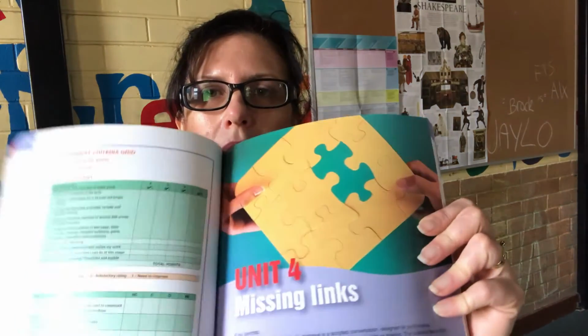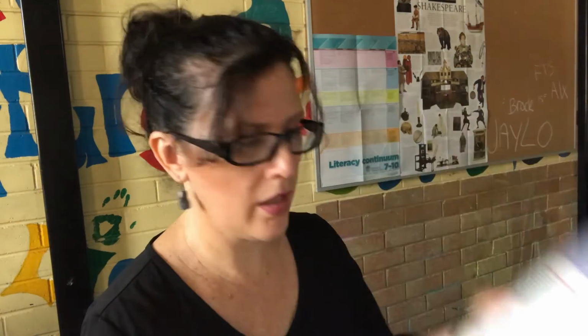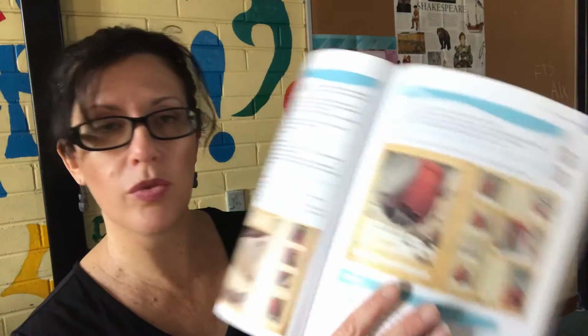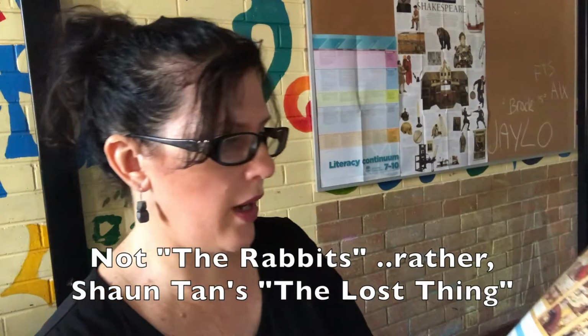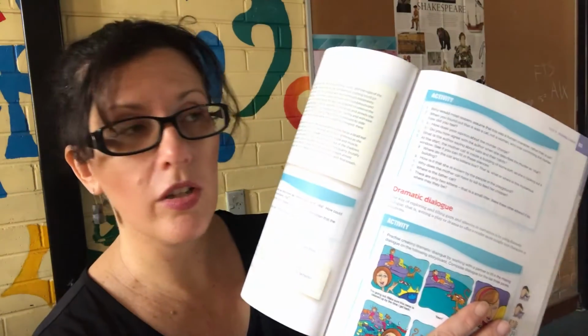Just to show you, Missing Links is in this book, and it's got lots of different little texts that you can use, talking about gaps and silences and use of dialogue. It's even got some visual text from the rabbits, and then this is the story that I'm using. It's called The Perfect Murder by Renee Yates, and it's got some little guided questions which I haven't used yet, but I'm thinking I can use them today to link in with those strategies. Anyway, yeah, it talks about dramatic dialogue as well.